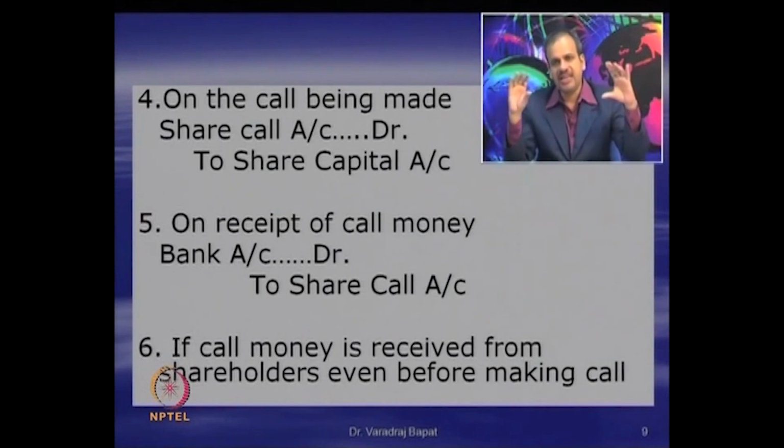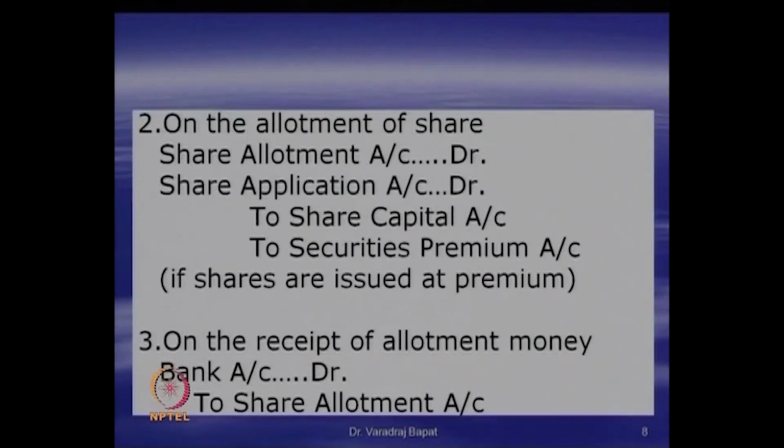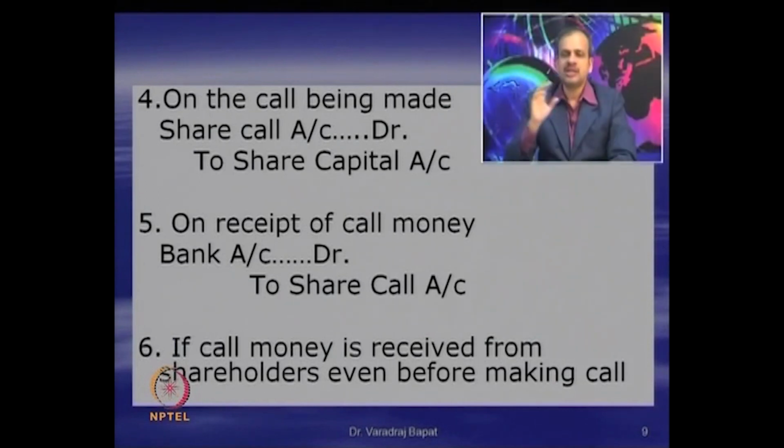So I think it's fairly clear to you. I'll just go back to the entries. The money is received in 3 installments. First, the application money was received. Then company made a request to pay allotment money. Then in entry number 3, allotment money was received. In entry number 4, company made request to pay call money. In entry number 5, the call money is also received. Now this is a normal procedure.